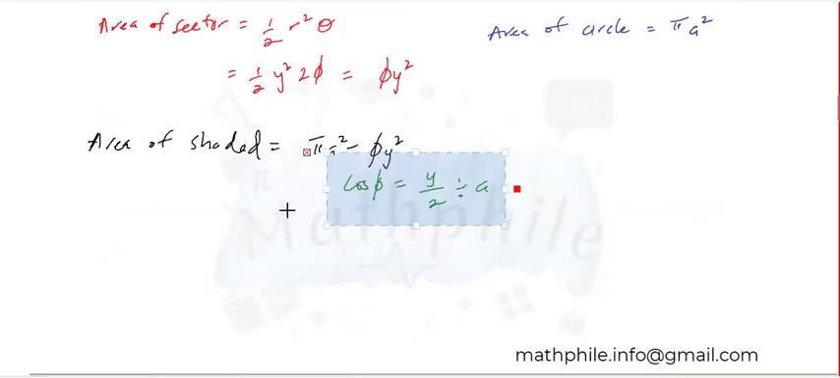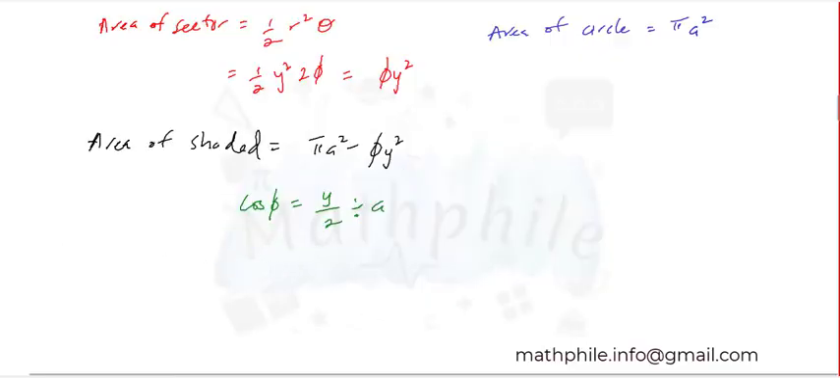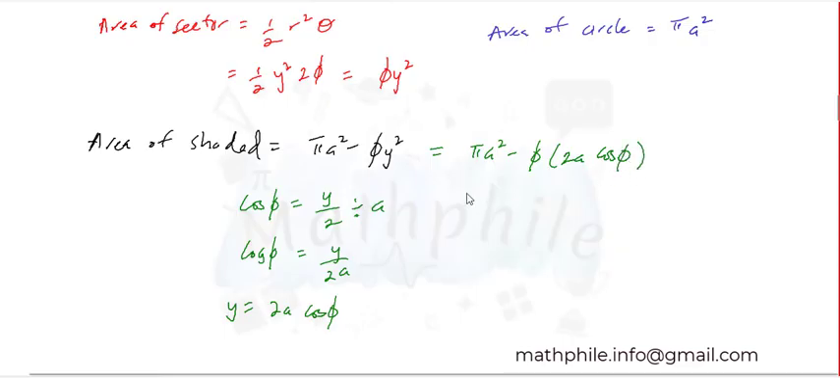Okay, so let me just take this one from there, then we continue over here. So this can now continue to be cos phi is equal to y over 2 times 1 over a, so 2a. Then y is equal to 2a cos phi. If that's the case, then we can say that area of the shaded portion is going to be pi a squared minus phi. Then y is 2a cos phi. And this should simplify to pi a squared minus this is squared minus 4a squared phi cos phi.